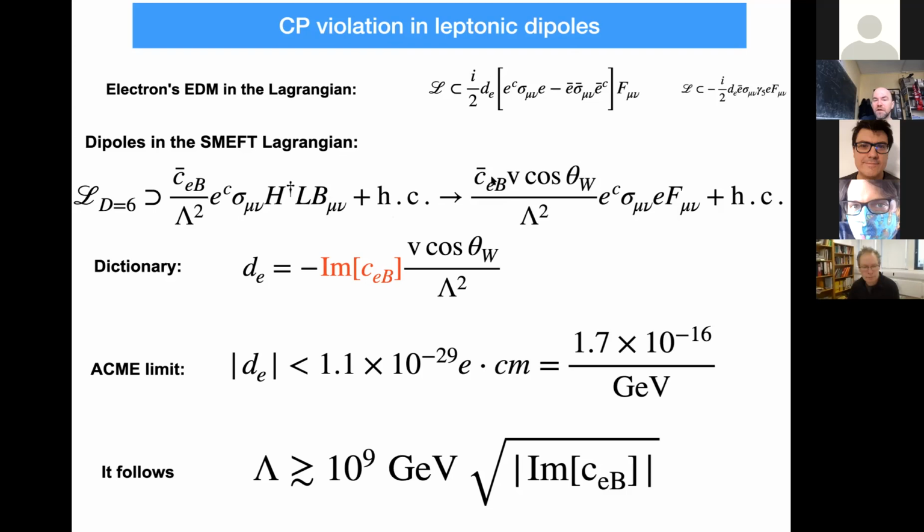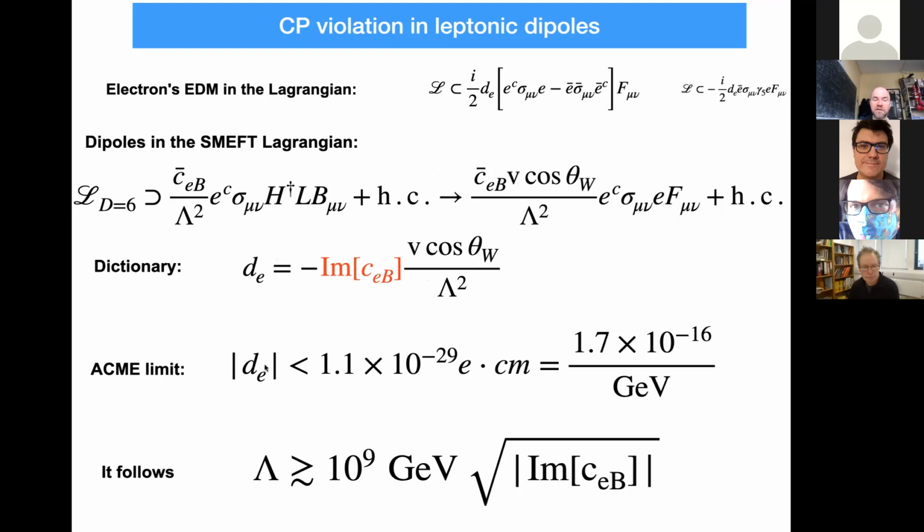You get this expression: cosine theta_W from rotating hypercharge into a photon, and a v from the Higgs VEV, and I forgot the square root of 2 here, of course. Don't forget the square root of 2, there is a square root of 2 here also from the Higgs VEV. After that you have a dictionary between the electric dipole moment and the imaginary part of this particular Wilson coefficient.